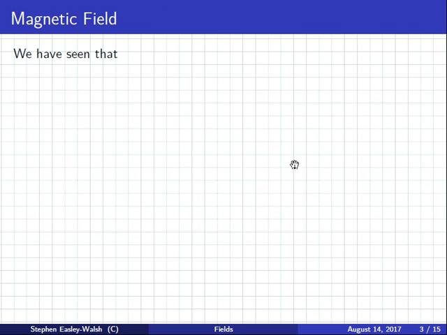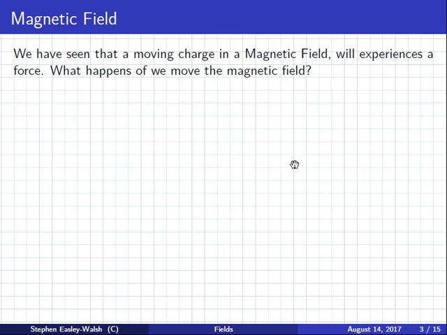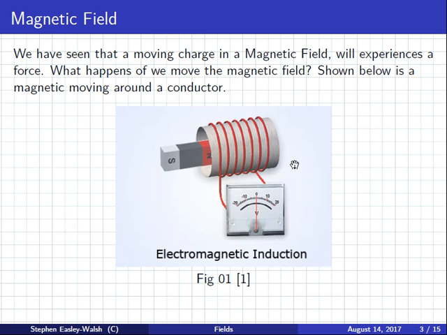We have seen that a moving charge in a magnetic field will experience a force. But what happens if we move the magnetic field? So something very interesting happens here. Last time we moved the current in the magnetic field, and the current made a magnetic field and would react using, what did we say, the left-hand rule. So the magnetic field, the current, and the force acts upward.